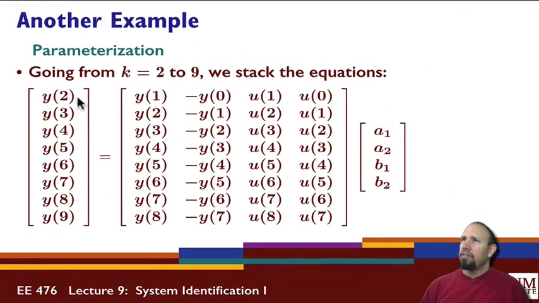Okay, so we're going to stack it from k equals 2 to 9, and this is what we get. This is similar to what we did before. This row times this column basically gives that difference equation at k equals 2. Now, why do we start at k equals 2 instead of k equals 1 or k equals 0?